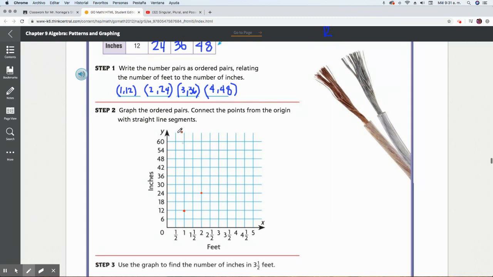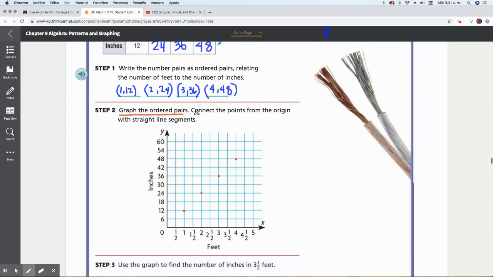Okay, and then 3 and 36. So 3 is right here, and then I'm going to move up all the way to where 36 is at, and it's right there. And the last one would be 4 and 48. So I'm going to find 4 on the x-axis, stop right there, and then I'm going to move up to where 48 is at, and it's right here, and then I'm going to plot a point. Okay, graph the ordered pairs. So we did that already.